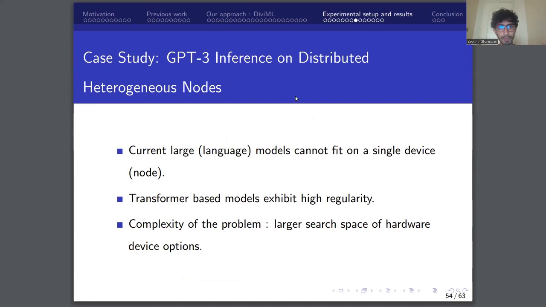Now take a look at a case study that we have implemented for large language models on distributed heterogeneous nodes. As I mentioned before, the current large models cannot fit on a single device anymore. These transformer-based models exhibit high regularity. The complexity comes from the large search space, the combinatorial explosion of possibilities of hardware, device, and operation mapping options.